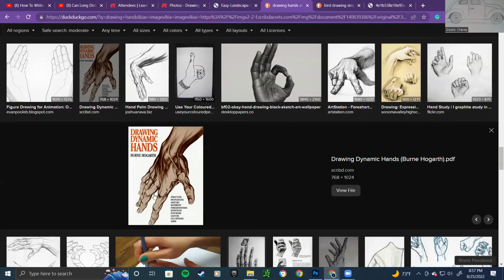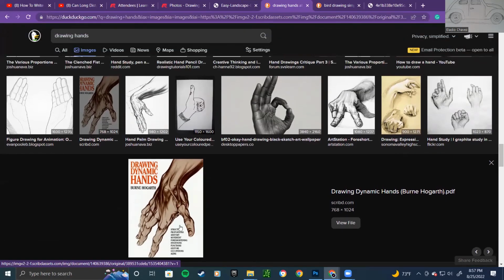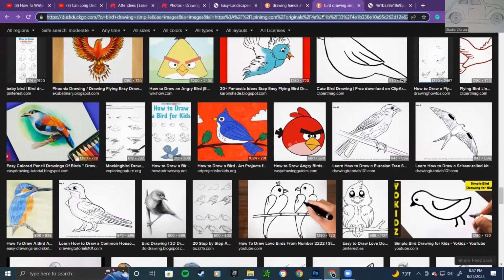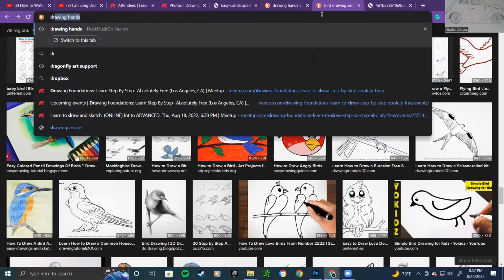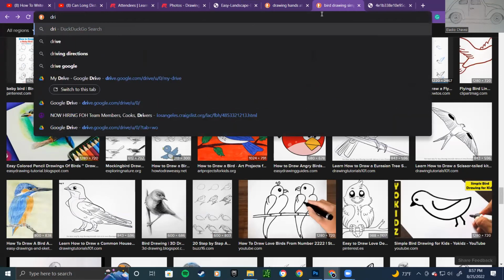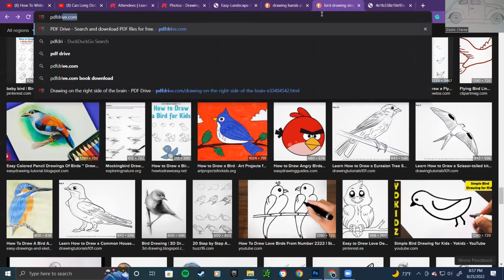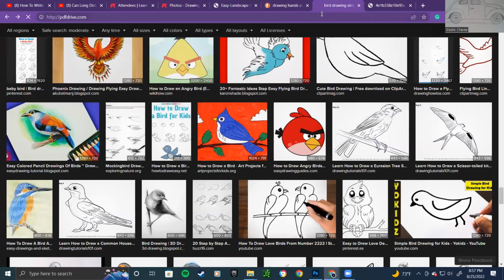This one, I have this book, Hogarth. That's what I mentioned. I said Hogarth. Bring this book out. This is a really good book to draw hands. Let me see if it's in our drive. What is it called? PDF Drive. That's it, pdfdrive.com. There it is. Let's type in hands.